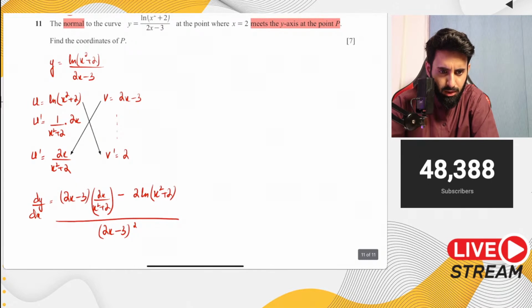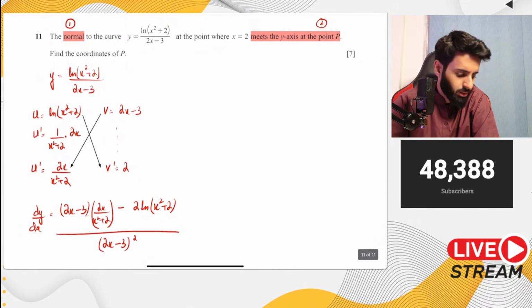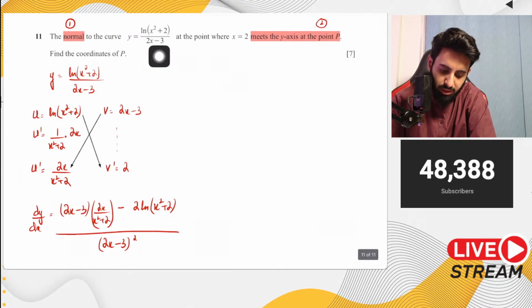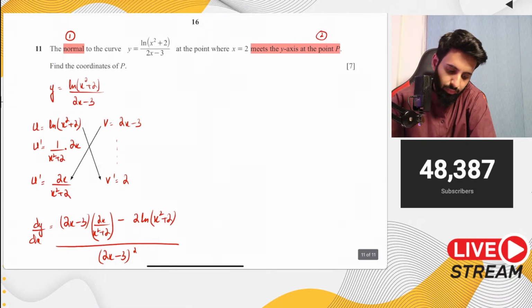Can we also solve it as a whole instead of dividing it? No, these are two separate functions, so you can't solve it as a whole. This 2x minus 3 is not part of the argument. This 2x minus 3 is a separate denominator.